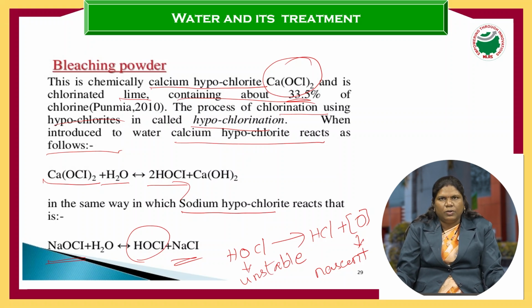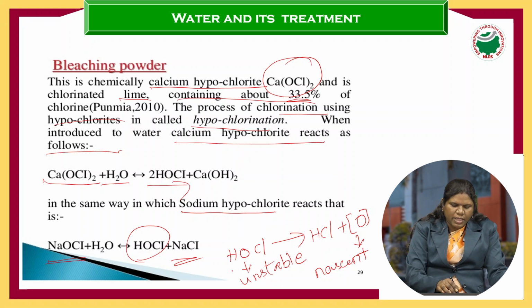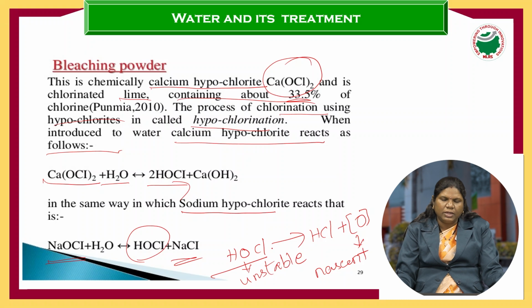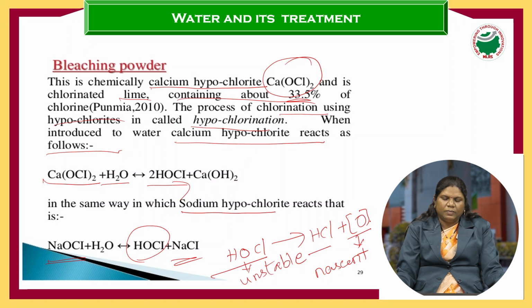How does chlorine kill bacteria and viruses? It reacts with water and forms hypochlorous acid, HOCl, which is an unstable product. This dissociates into HCl and O. O means the nascent oxygen. The single oxygen is called nascent oxygen and it has the disinfectant power. It attacks the enzymes of the bacteria and viruses, and when the enzymes are attacked, the bacteria and viruses are killed.